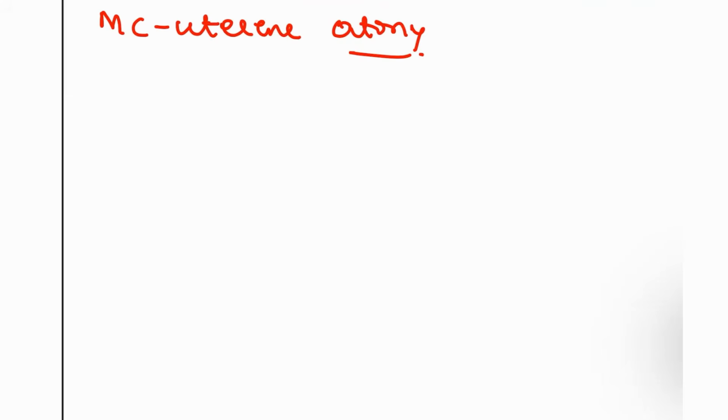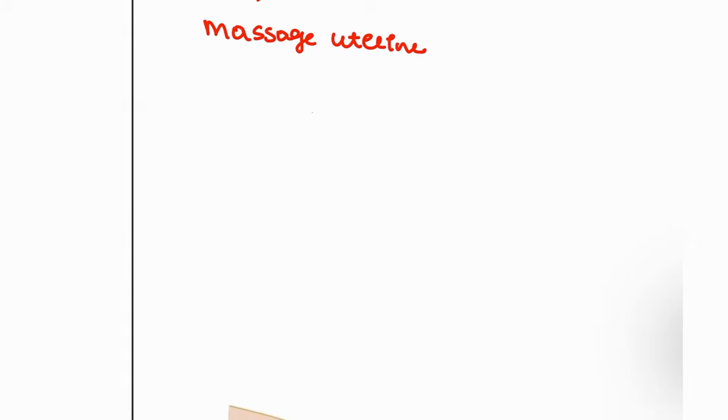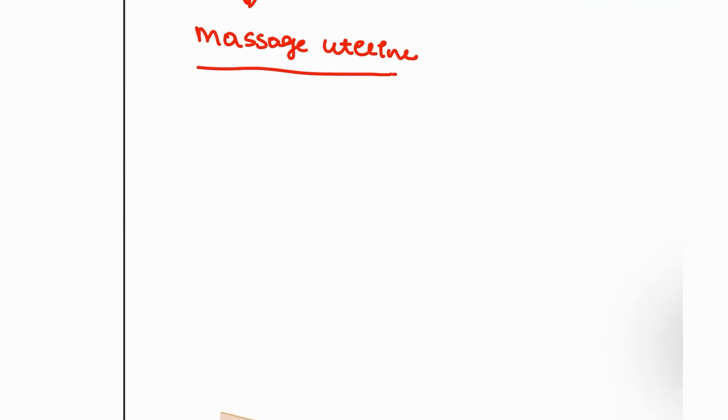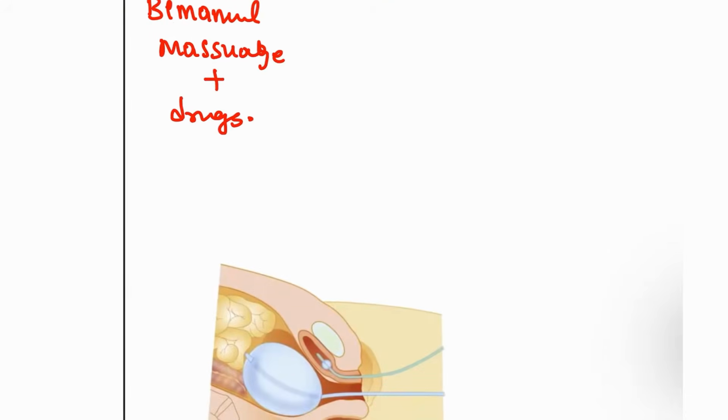What is the first thing that you have to do here? First, resuscitate the patient. Immediately, you have to go for the massage. Uterine massage should be done. After that, if you see the patient is still not getting to normal, then you have to go for the bimanual massage, and along with that, you also have to give the drugs. What are the drugs that you are going to give, guys? We will discuss after this, but you have to give the drugs.